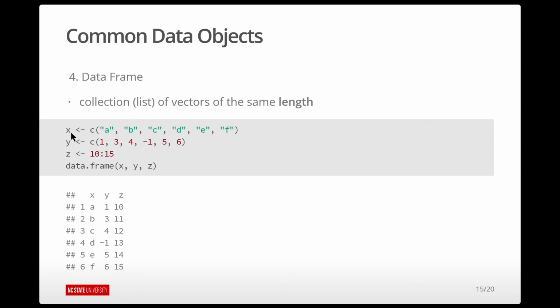So for instance, I can take this x, this y, and this z, all of length 6, the first one being character, the next 2 being numeric. And what we can do is just use this data.frame function, give the different columns that we want. Here I'm saying x is my first column, y is my second, and z is my third. And we output this lovely data frame that you see below.